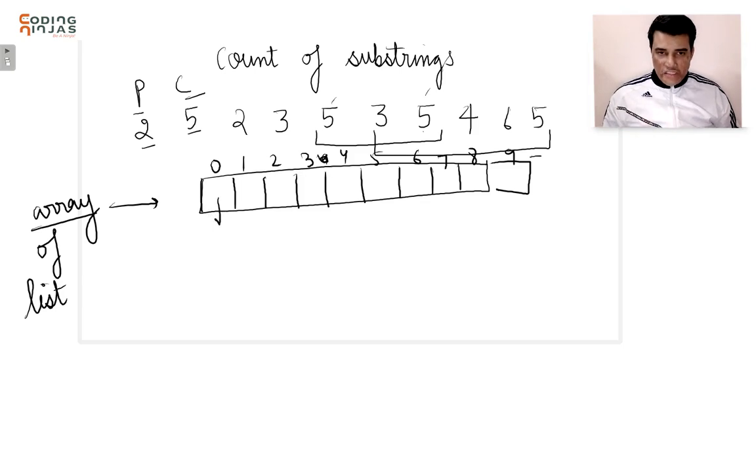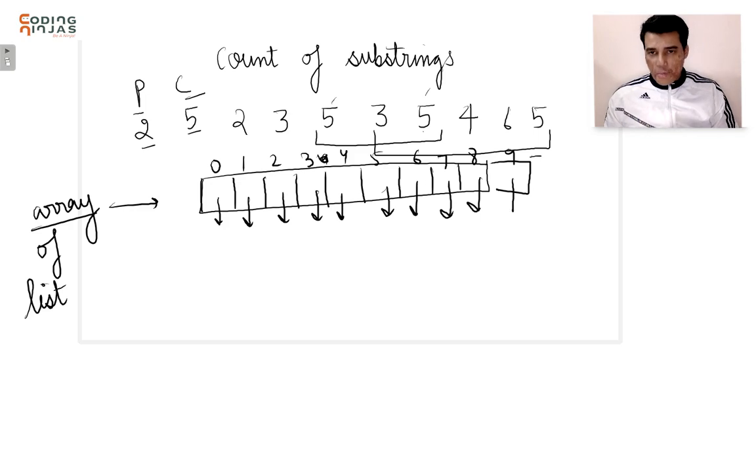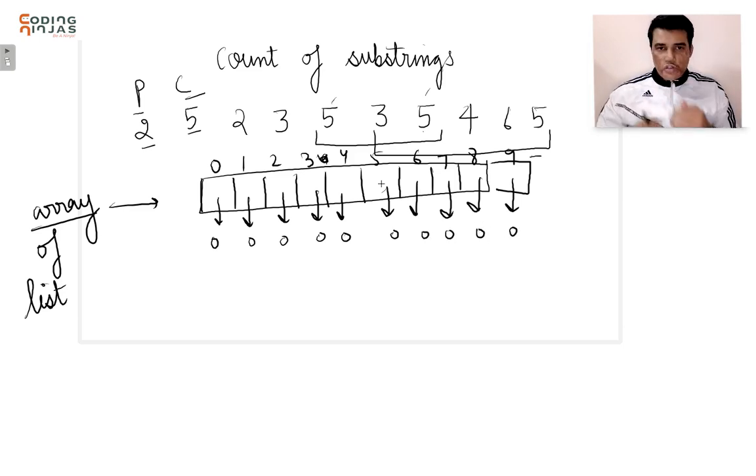Now, corresponding to each digit or each index, there would be a list. I'll use a dynamic array. Dynamic array is a generic term. In C++, the word used for dynamic array is vector, and in Java, it is ArrayList. So we have to create an array of dynamic lists. In the starting, I'll add 0 to all the lists. You will get to know what I'm trying to do. Just listen and you will understand. First, to mark the initiation of the list, I'll add 0 in all the lists.